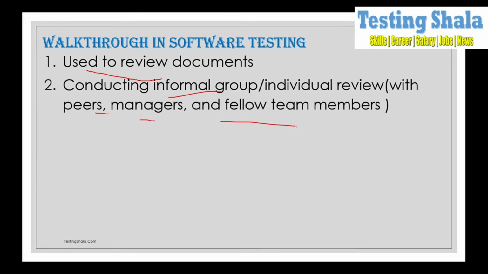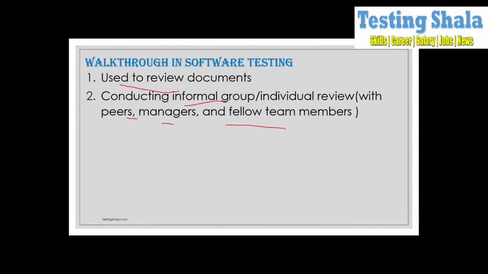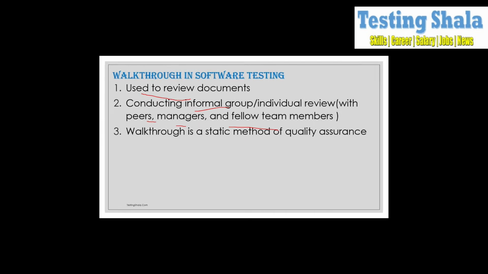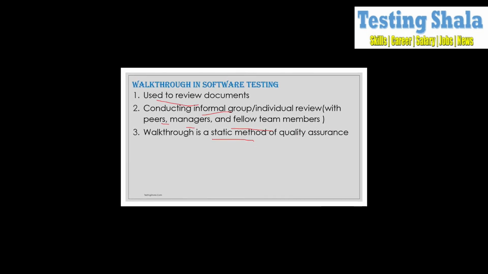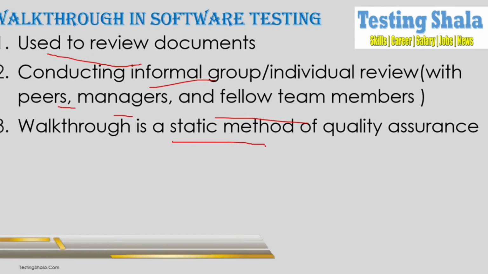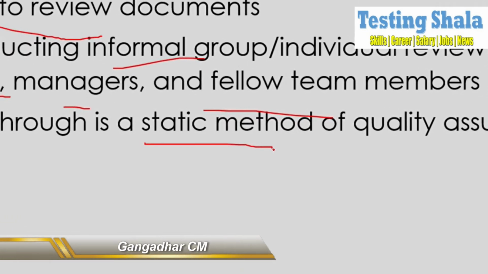Normally, the walkthrough is a static method of quality assurance. This is a static method. Whenever someone develops, let's say, a test plan or test strategy, it will be reviewed or walked through with the project manager, test manager, product owner, product management. When we are walking through that document with them, they will also review the things and provide the feedback. Hence we call this a static method of quality assurance, where everybody gives feedback on your document.